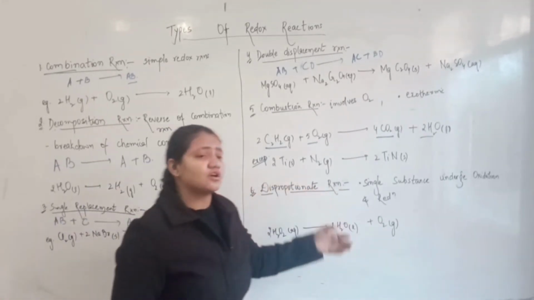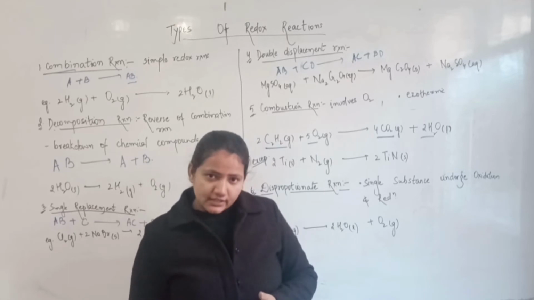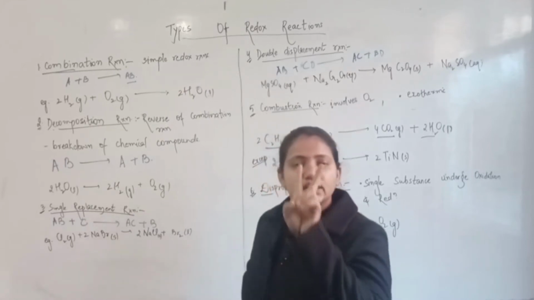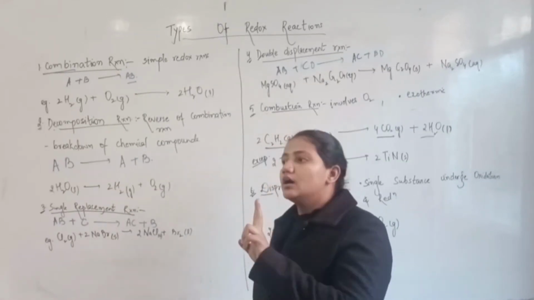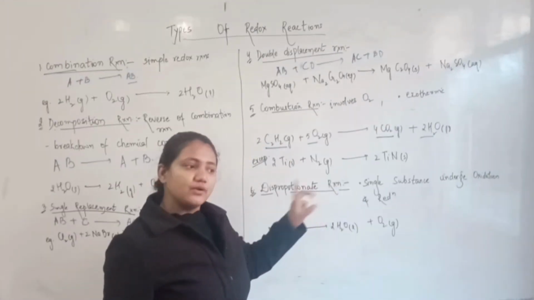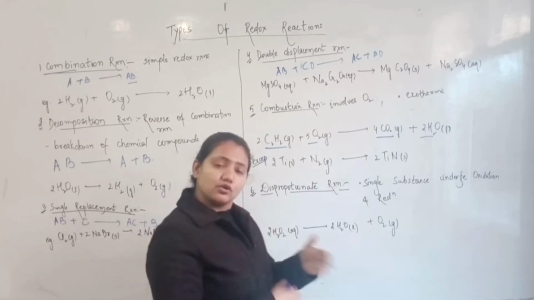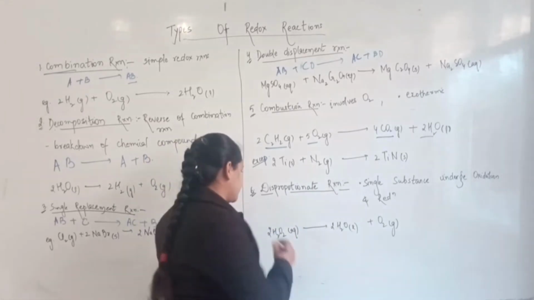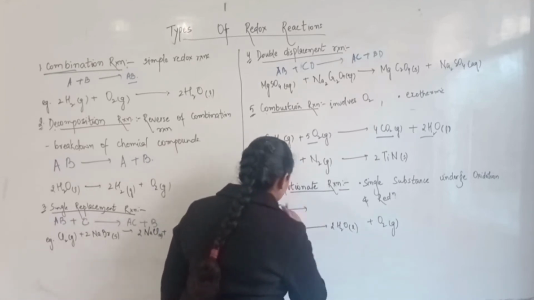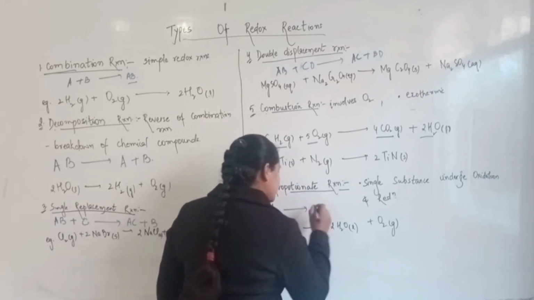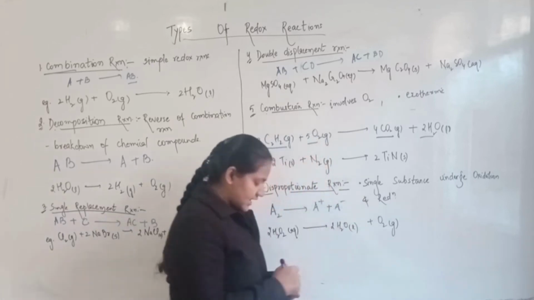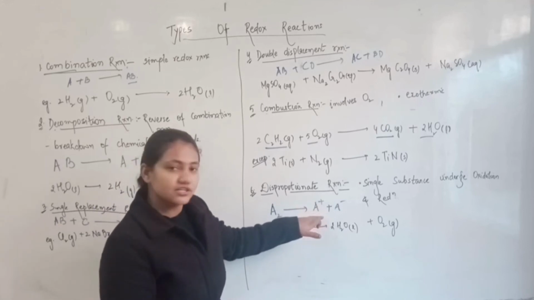Now the disproportionation reaction. What is a disproportionation reaction? It is when a single substance undergoes both processes. Earlier, right from the beginning, we were taking two atoms, two elements, or two substances at a time. But now, in the disproportionation reaction, we are taking just one single substance, and it is undergoing both processes simultaneously. For example, let's take A2. Here, one of the substances is getting oxidized, whereas the other is getting reduced, meaning the same substance undergoes both oxidation and reduction.